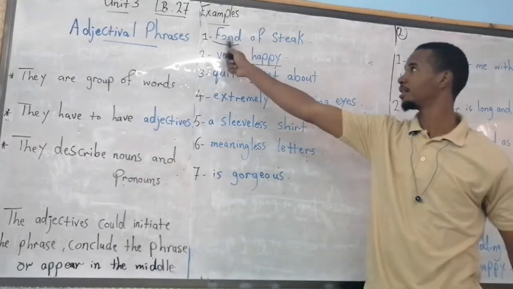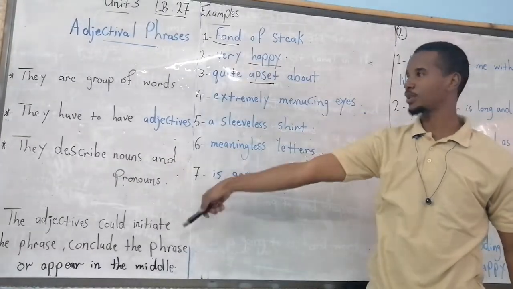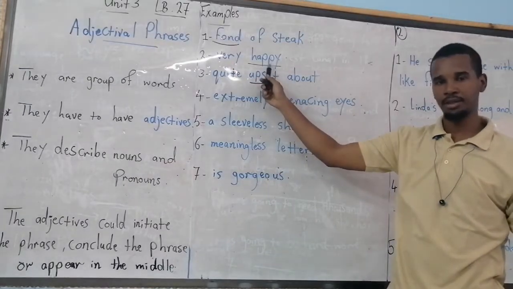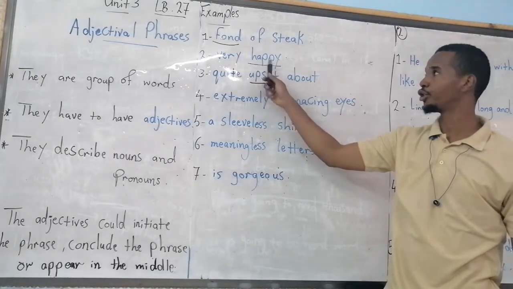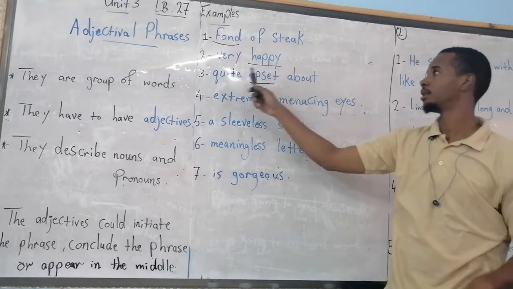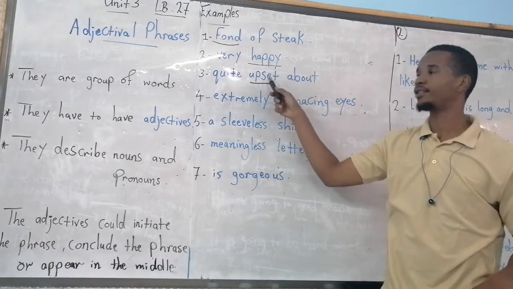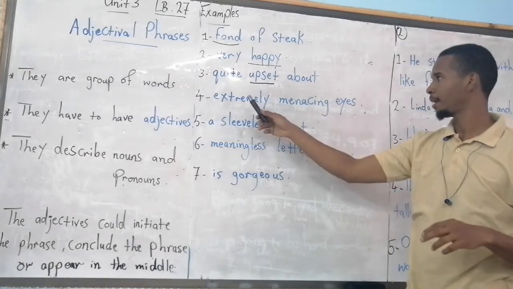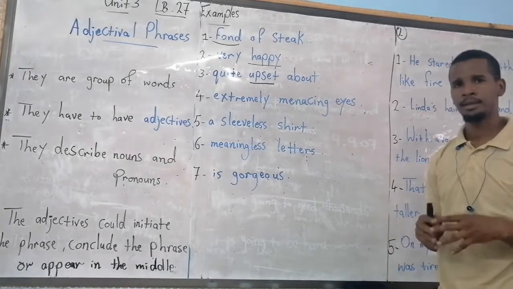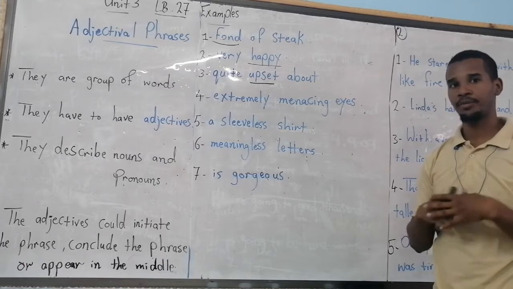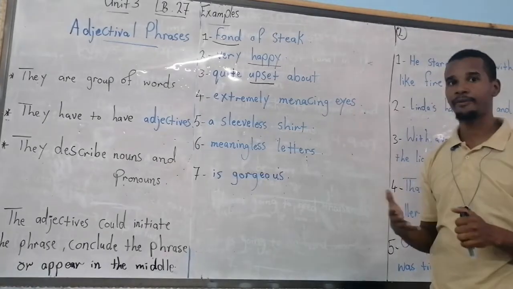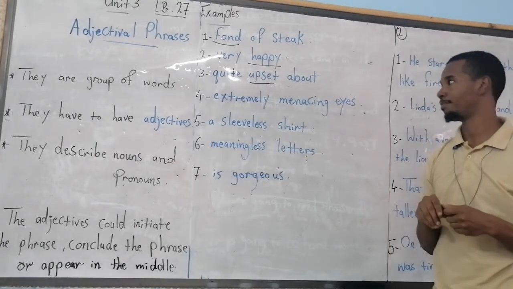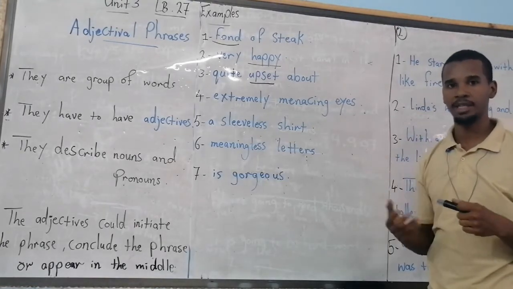That the adjectives can initiate the sentence, as we said here, come at the beginning. Conclude the phrase, sorry, the phrase, not the sentence. Conclude the phrase, come at the end. Quite upset about, or appear in the middle of the phrase. Extremely menacing eyes. Something is extremely, something is very, right? Menacing means terrifying, right? Something looks at you with menacing eyes, with terrifying eyes. You can be scared of it.